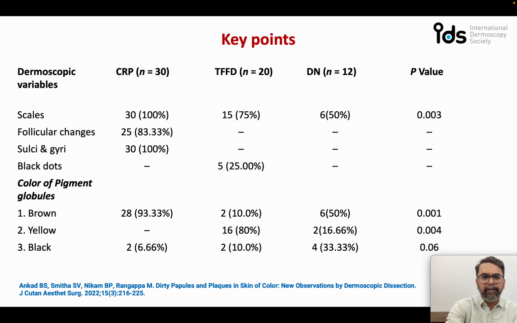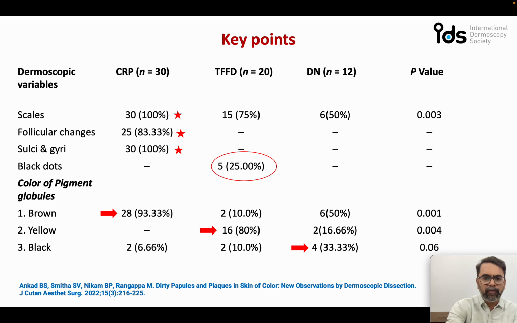We analyzed all these conditions dermoscopically to note the differences. Scales were prominently seen in CRP. Follicular changes as well as sulci and gyri were only seen in CRP, and no other case showed these changes. Black dots were exclusively present in TFFD, and the color of the pigment globules varied from brown to yellow to black. Brown was seen in CRP, yellow in TFFD, and the pigment globules of DN were black.